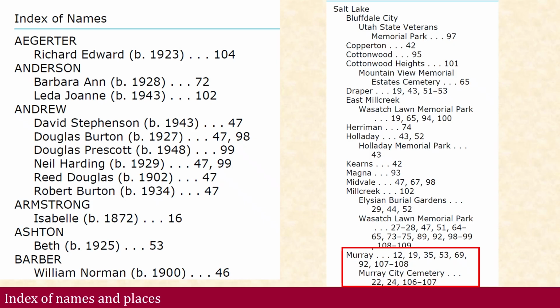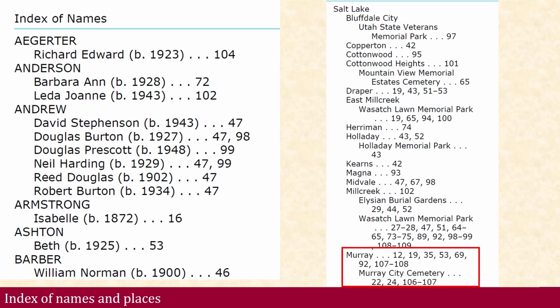In this case, if you go down to Murray, it first shows anybody that was born or died in Murray or got married in Murray, and gives a page number. You can go and see who that is. And then it gives the Murray City Cemetery. It looks like four or five people have been buried in the Murray City Cemetery, and you could go to those pages and see who's buried there.